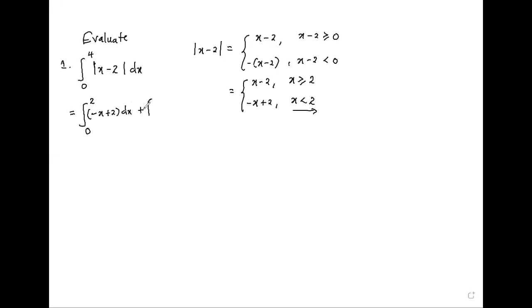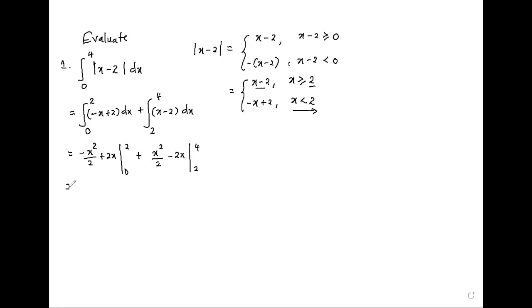plus, you run from 2 to 4 of the same function. You're now integrating the top piece, x minus 2 dx, because that's how the function is defined in those pieces. This gives us negative x squared over 2 plus 2x from 0 to 2, plus x squared over 2 minus 2x from 2 to 4.